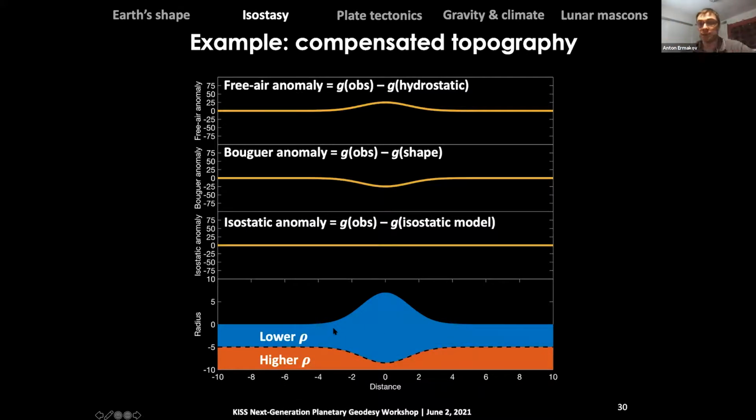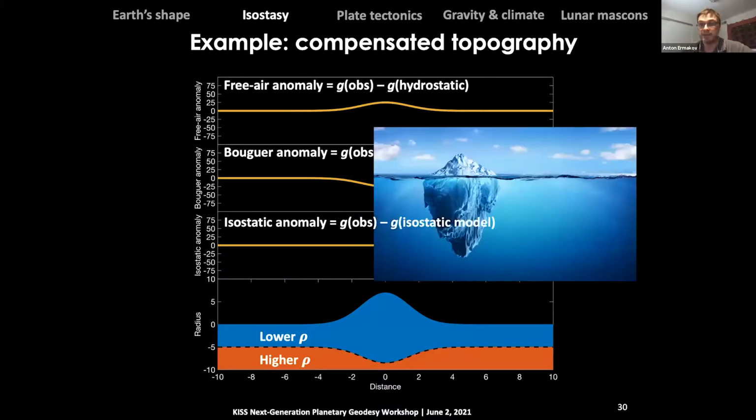And here's the case of isostatically compensated topography, which again can be thought of as an iceberg where the weight of the top of the iceberg is compensated by the displaced water, which is displaced by the bottom part of the iceberg. So in this case, the Bouguer anomaly would be negative due to the negative contribution of this negative density anomaly, which corresponds to the crustal root.